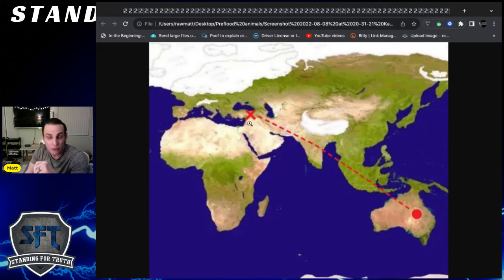Anything that went north didn't do very good. So where would animals go? A lot of them would go south, right? So there's only two real places to go. Down here where it's warm, down here where it's warm. That's exactly what we see. Lots of animals down here, lots of diversity, lots of animals over here, lots of diversity.